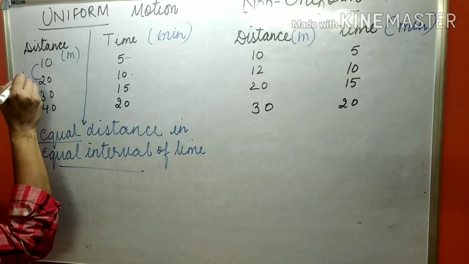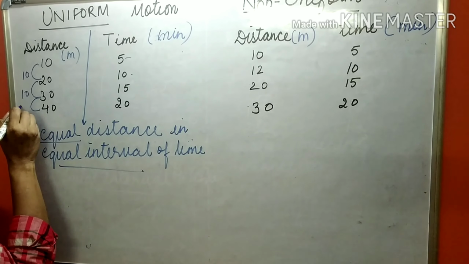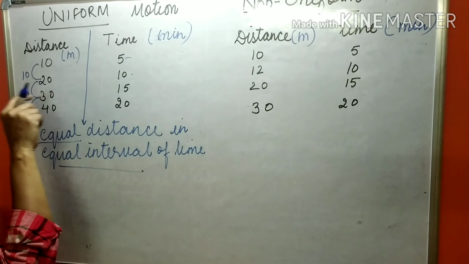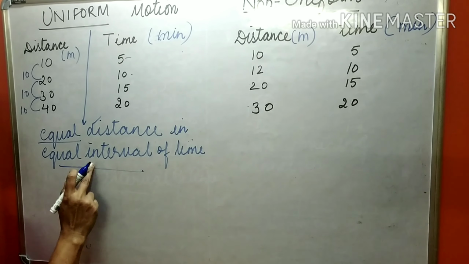इन दोनों के बीच का डिस्टेंस कितना है? 10. फिर कितना कवर हुआ? 10. फिर कितना कवर हुआ? 10. तो देखो डिस्टेंस क्या है? हर बार डिस्टेंस क्या है? इक्वल कवर हो रहा है. ठीक, ये हो गया इक्वल इंटरवल ऑफ टाइम.